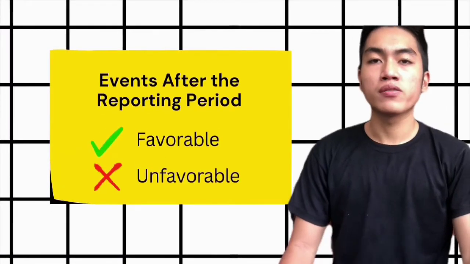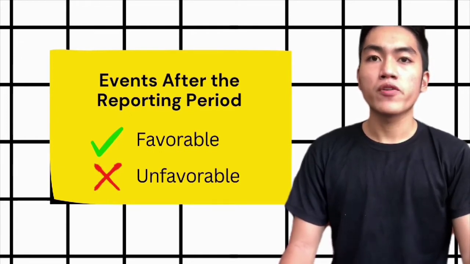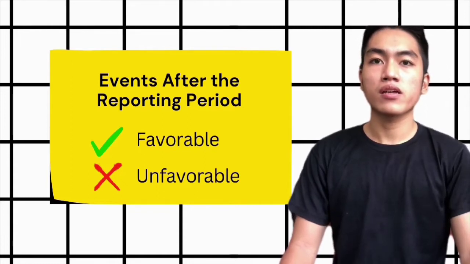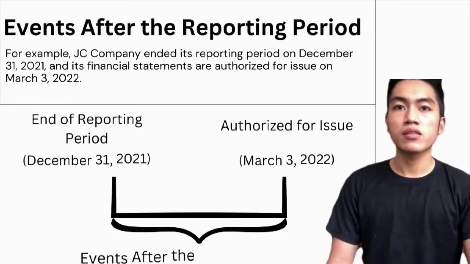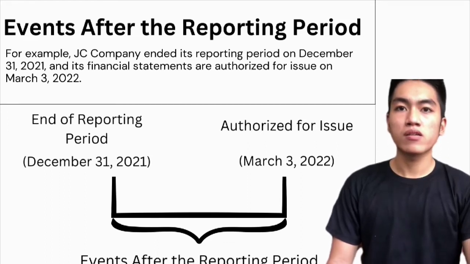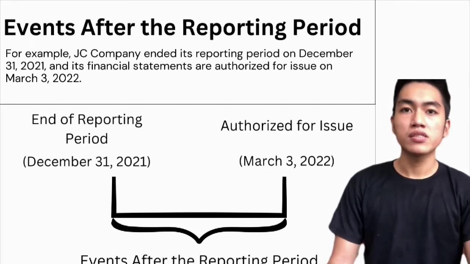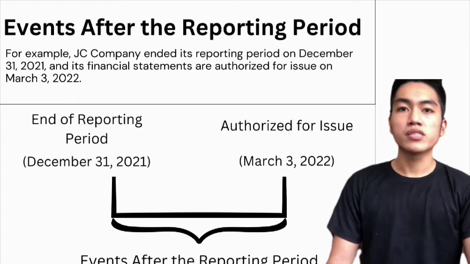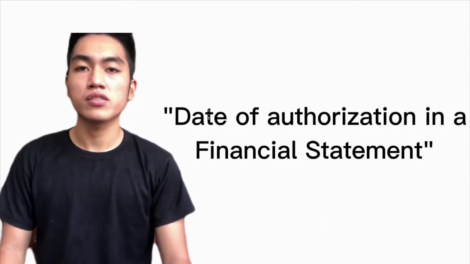Events after the reporting period are separated into favorable and unfavorable events. Favorable events affect an entity positively, while unfavorable events have the opposite effect. Events that take place after the reporting period happen between the end of the reporting period and the release date for the financial statements. For example, JC Company ended its reporting period on December 31, 2021, and its financial statements are authorized for issue on March 3, 2022.